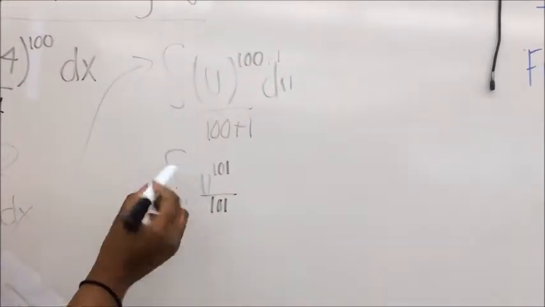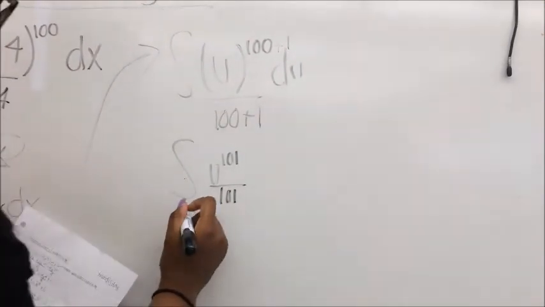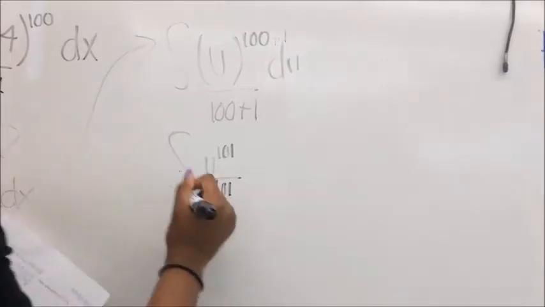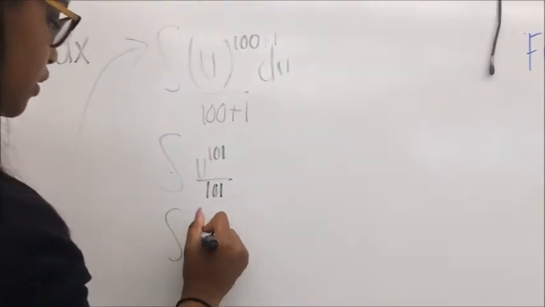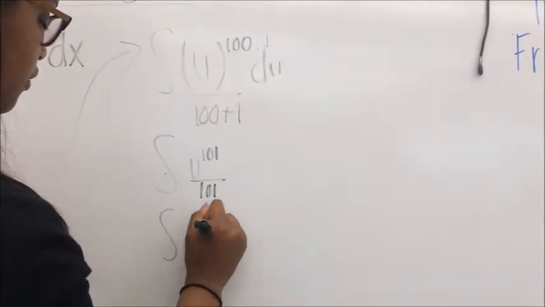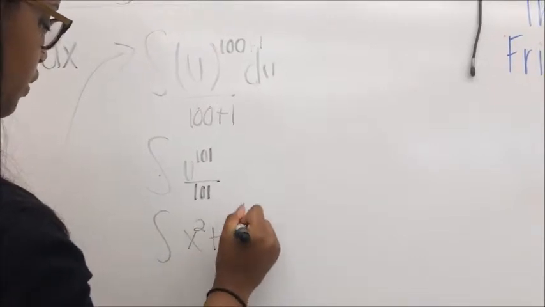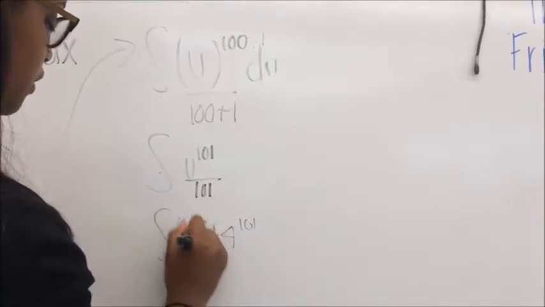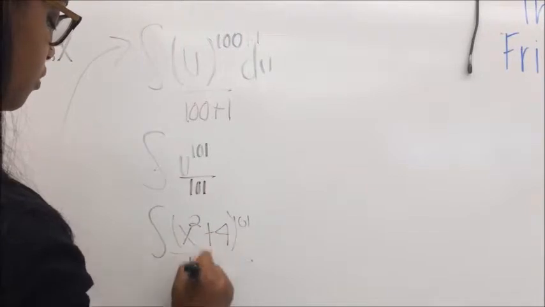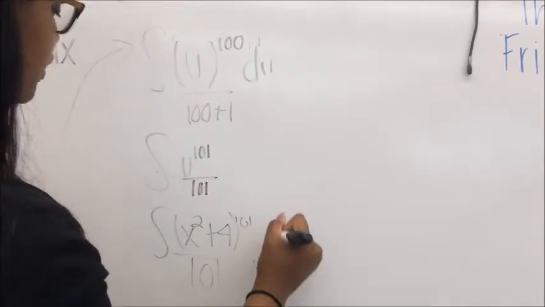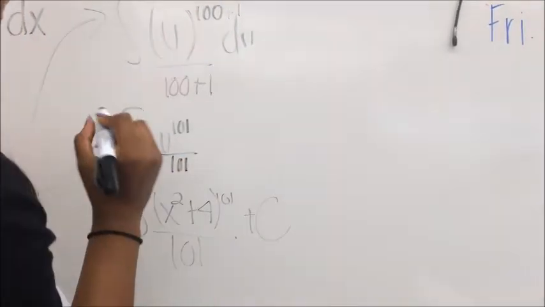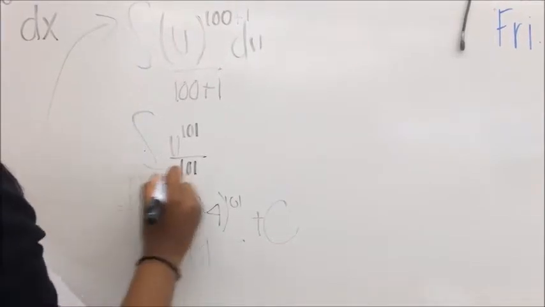And then at this point you can substitute the u back in. And remember from before, our u was x squared plus 4. So the equation now is x squared plus 4 to the power of 101 over 101. And don't forget your plus c. And that's the answer.